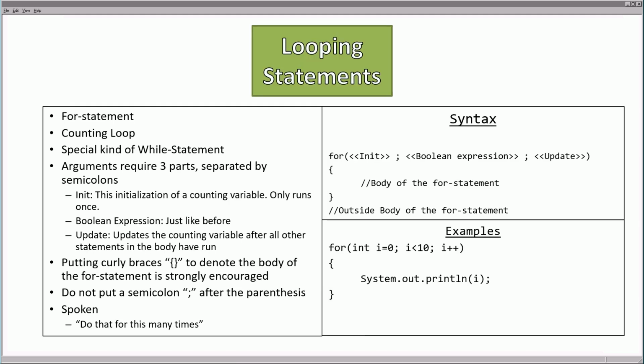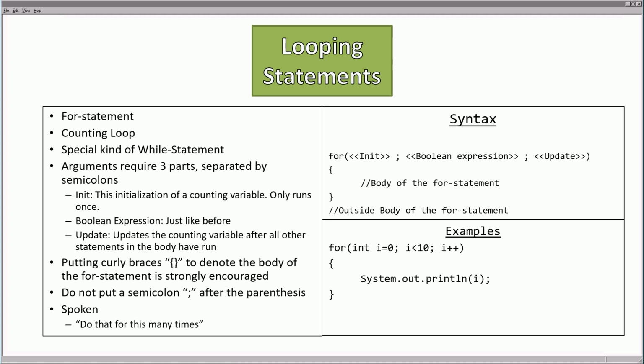In a previous lecture, we discussed looping statements such as a while loop and a do-while loop. There is another very common kind of loop that's called a for loop. For loops can be considered a counting loop, and this can also be considered a special type of a while loop.